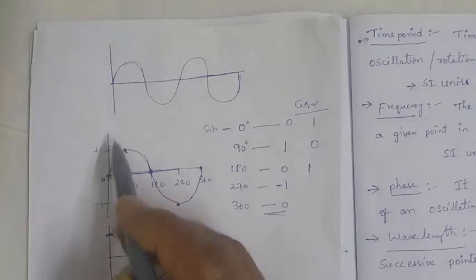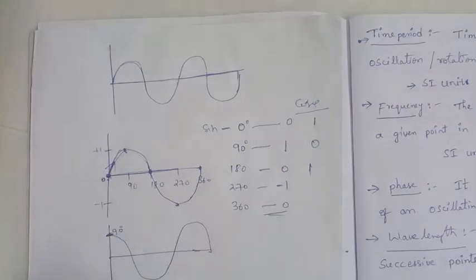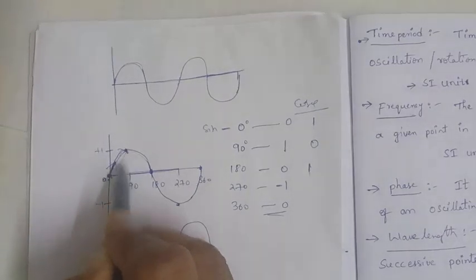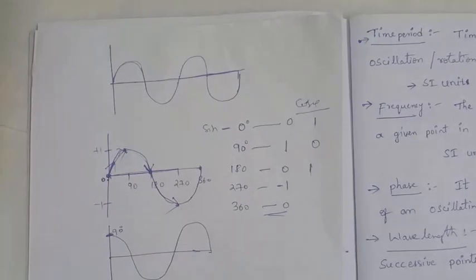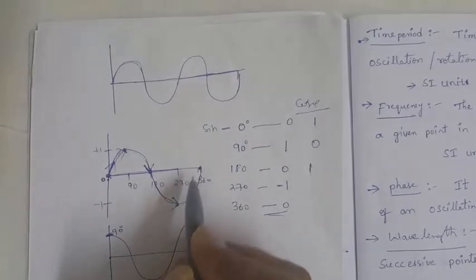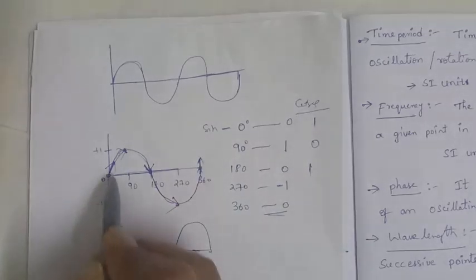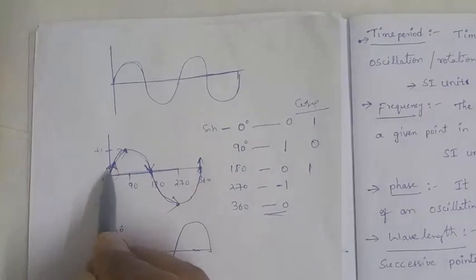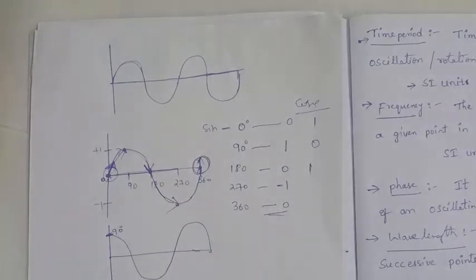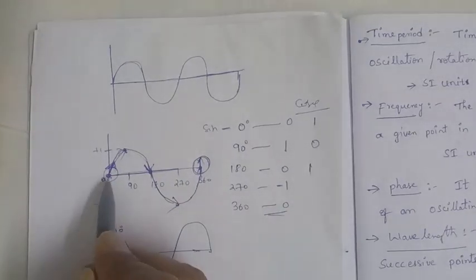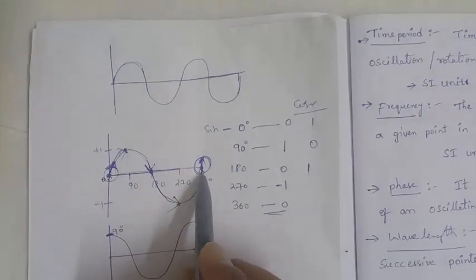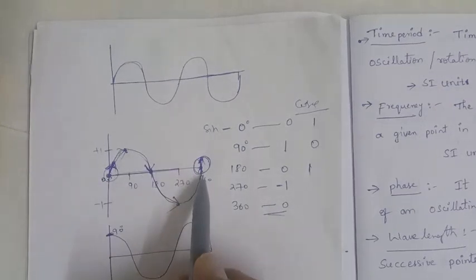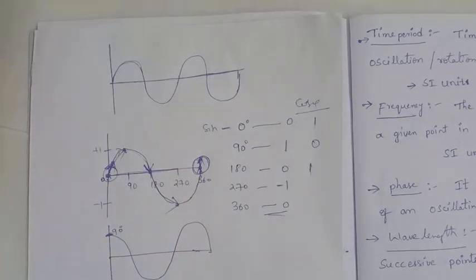Suppose you throw a ball: in this direction it is moving upward, then comes down, and again moves up. Here it is moving up and here also it is moving up. Then this point and this point are in the same phase, with an up arrow at both. For every 2 pi, the same function is repeated in sine.